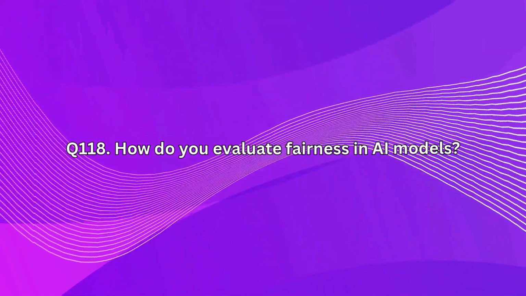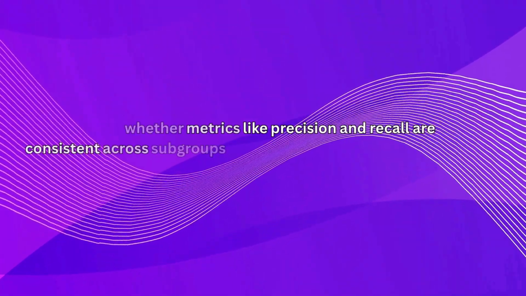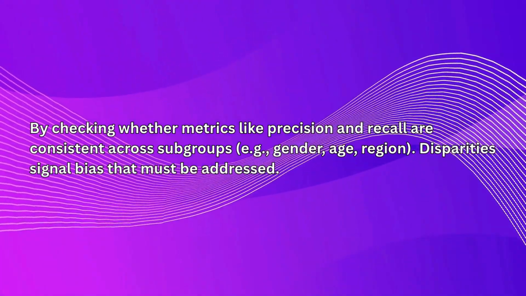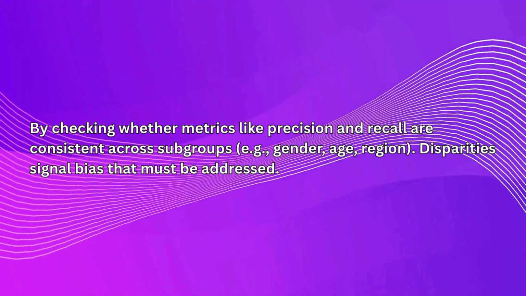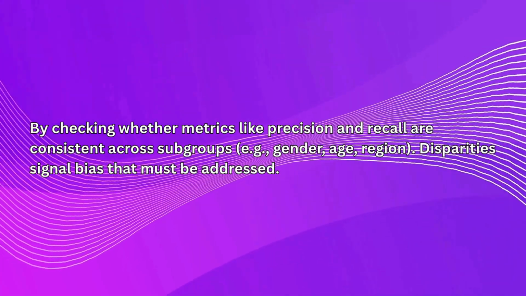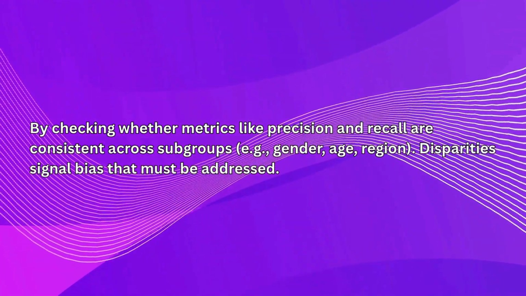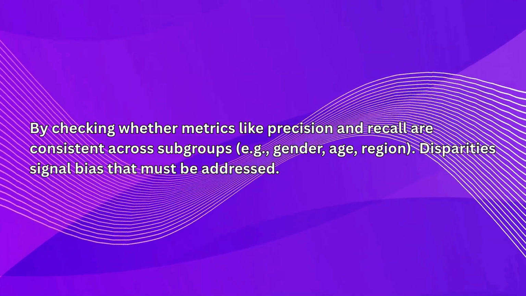How do you evaluate fairness in AI models? By checking whether metrics like precision and recall are consistent across subgroups, for example, gender, age, region. Disparities signal bias that must be addressed.